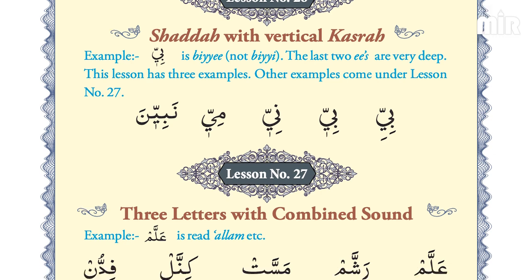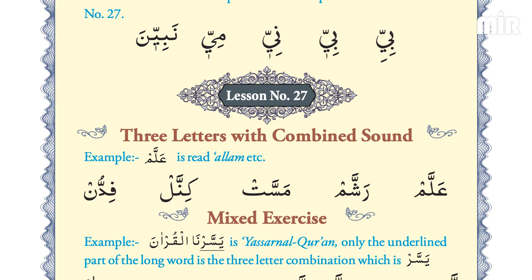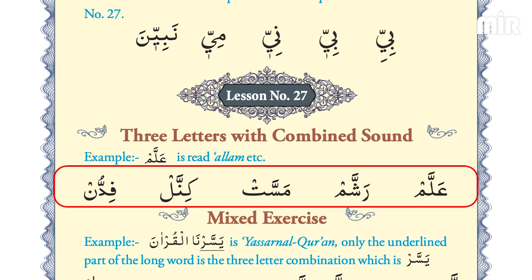Now in lesson number 27, three letters with combined sounds. That is, Ain is to join Lam and Lam is going to join Mim. So there are three letters which are going to combine with each other. How do we read them? It is also very easy if you keep that in mind, that on Shadda we are going to stay for a short time on the letter which has Shadda. Allam, Rasham, Massat, Kinnal, Fiddun. So this is the way to read them.